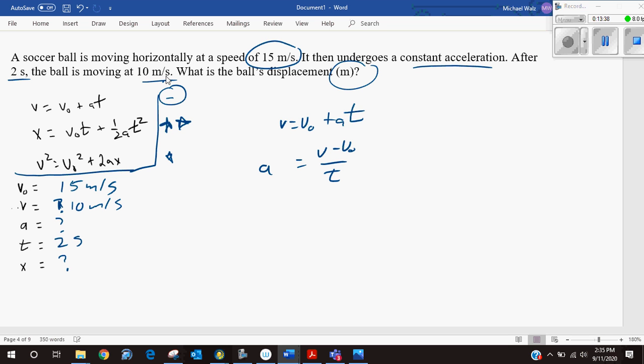So velocity equals initial velocity plus at, or a equals v minus v naught divided by t. A equals 10 minus 15. Oh, so this thing's slowing down. Okay, well, I better get a negative number then for this answer. And it takes 2 seconds. So acceleration here is -5/2, or negative 2.5 meters per second squared.